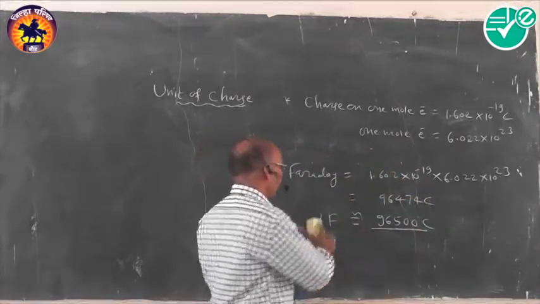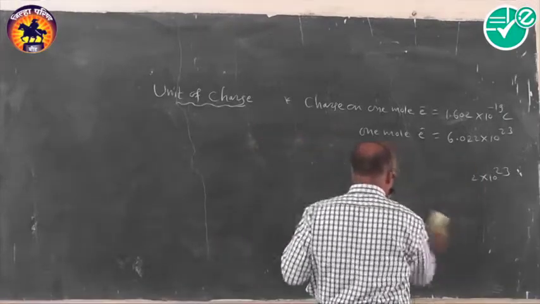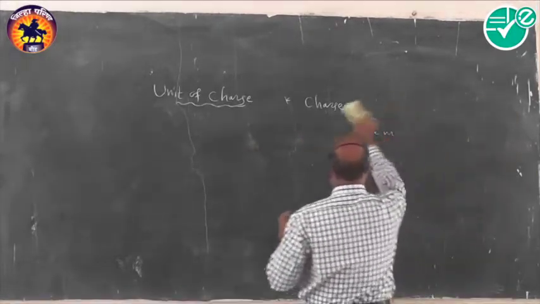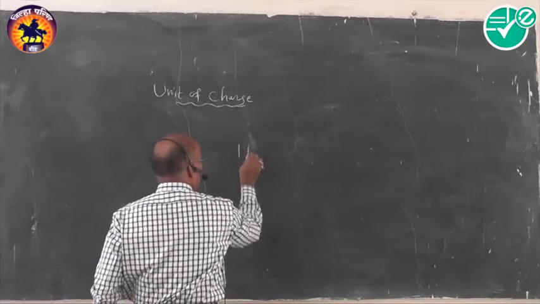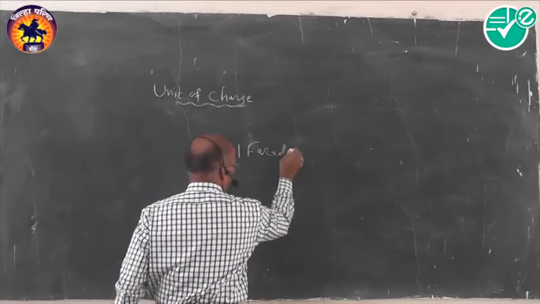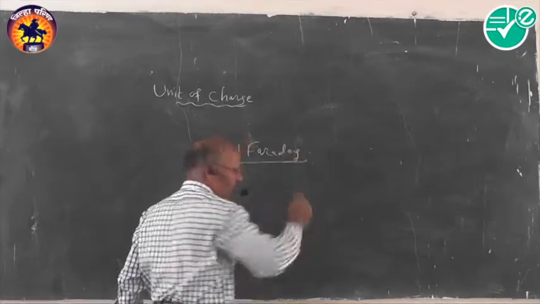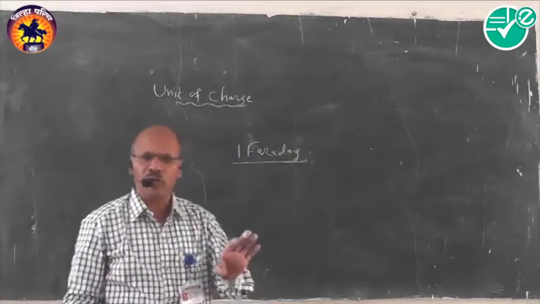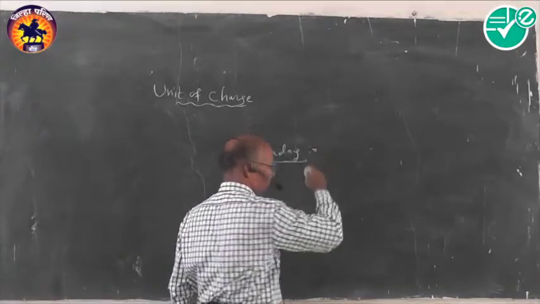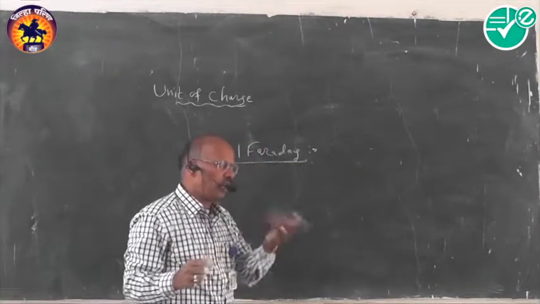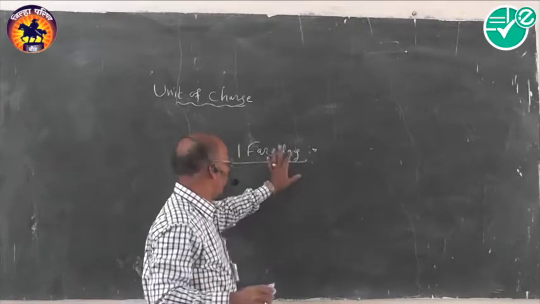Remember this one. Along the same lines, we are interested in explaining the concept of 1 Faraday. We know 96,500 coulomb is 1 Faraday, no doubt. Now after that, what is the actual definition? What is the alternative form of this 1 Faraday?